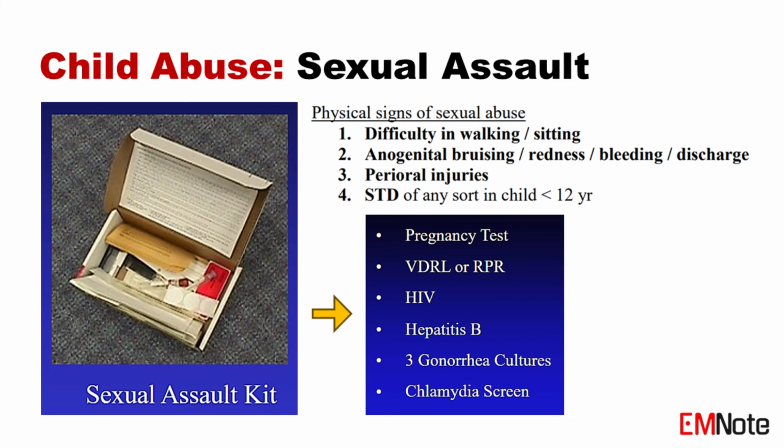Sexual assaults include genital or rectal injuries. Bruising, tearing, bleeding, or discharge from these areas can be signs of sexual abuse. Diagnosed sexually transmitted infections or pregnancy in prepubertal children are highly concerning for sexual abuse.